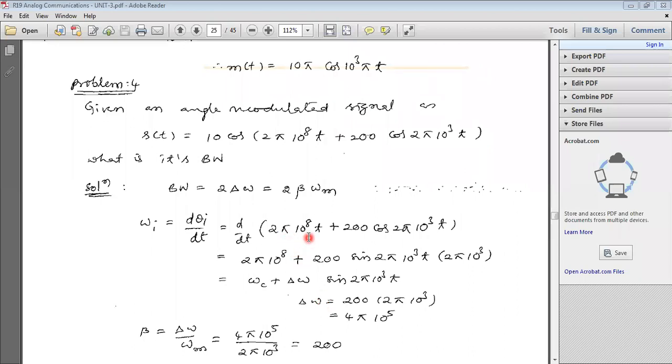So for 2 pi 10 power 8 t, it becomes 2 pi into 10 power 8 plus, by taking derivation, this parameter becomes 200. For cos it is sine 2 pi 10 power 3 t into omega m. So therefore 2 pi into 10 power 3.